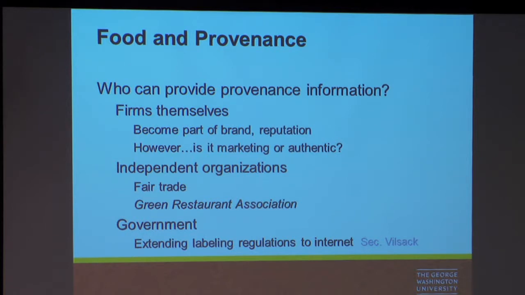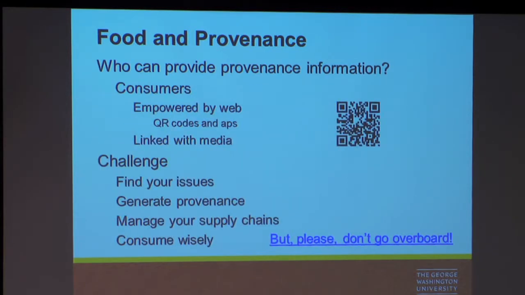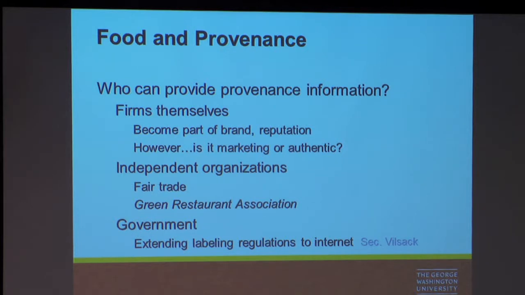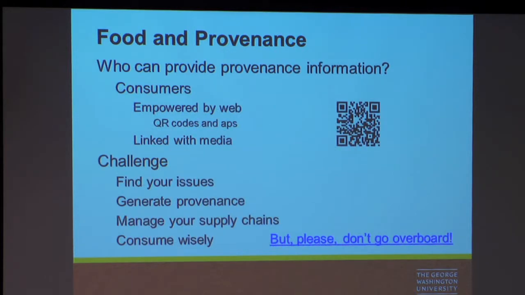Who can provide provenance information? Firms themselves, by brand, reputation, but is it authentic or not? Independent organizations like fair trade associations or the Green Restaurant Association. And the government can allow labeling regulations to go to the internet. Guess what? You can provide provenance information through your research.